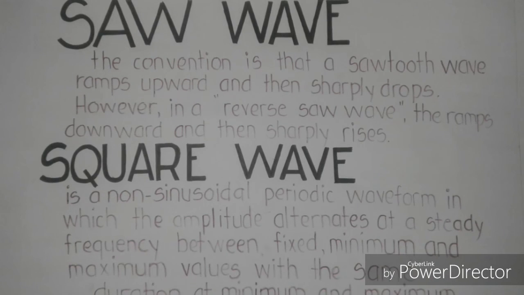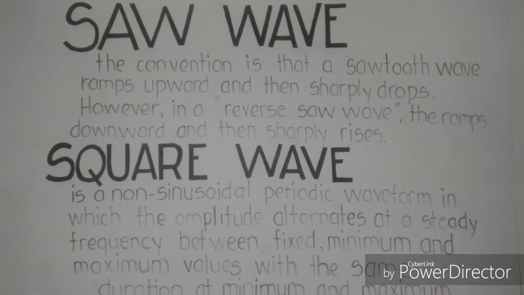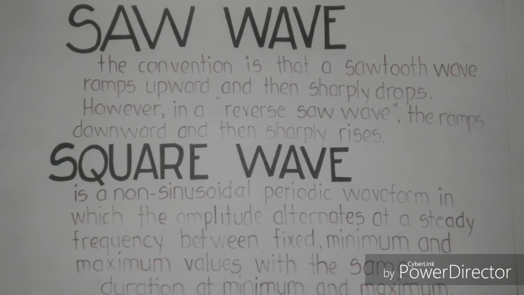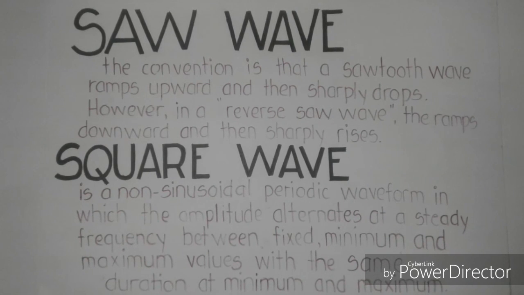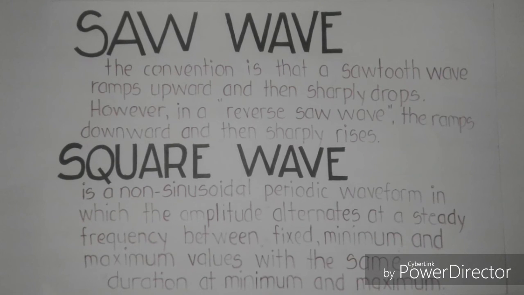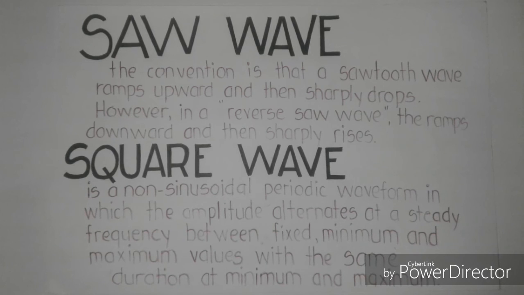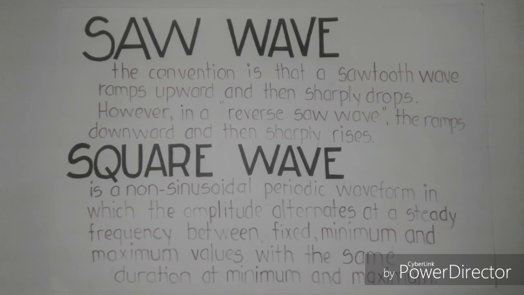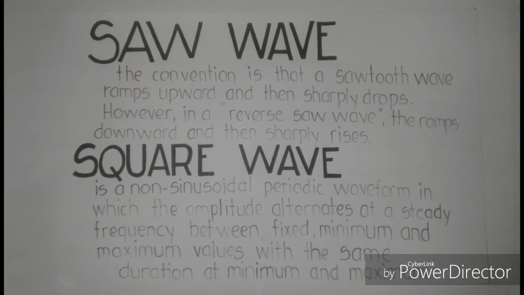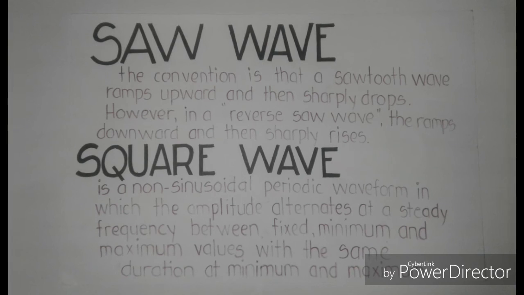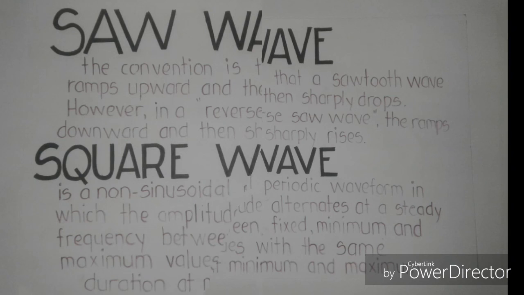The sawtooth or saw wave is a kind of non-sinusoidal waveform. It is so named based on its resemblance to the teeth of a plain-toothed saw with a zero rake angle. The saw wave contains both even and odd harmonics of the fundamental frequency. The convention is that a saw wave ramps upward and then sharply drops. However, in a reverse saw wave, the wave ramps downward and then sharply rises. It can also be considered the extreme case of an asymmetric triangle wave.